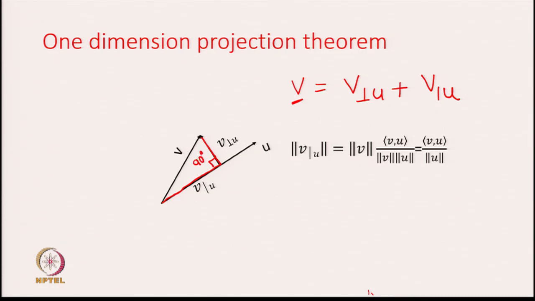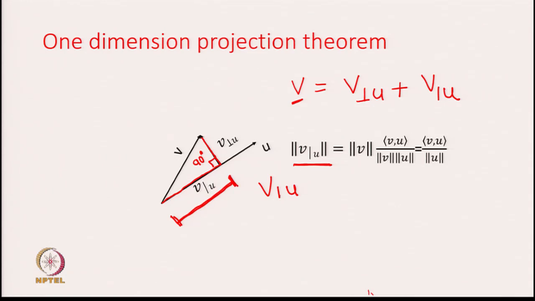So, this is like a right angle triangle. Okay. Now, what we are interested in is finding this v parallel to u vector, that is what we are interested in. So, let us see, if we want to find the length of v parallel to u. So, this quantity represents the norm or length of v parallel to u, that means we are interested in this quantity, this is length of v parallel to u.